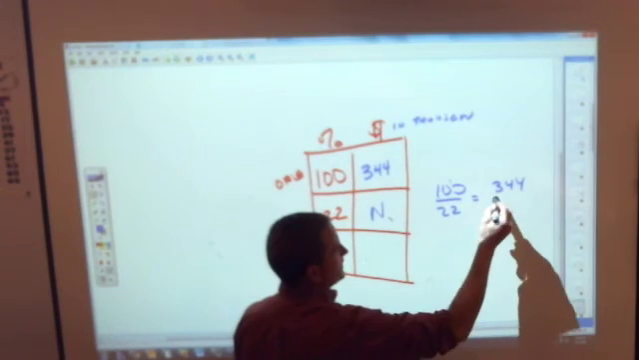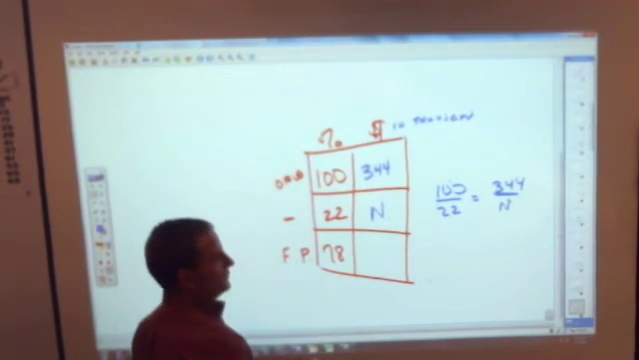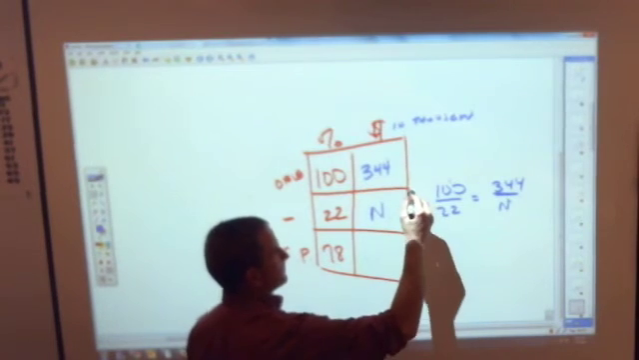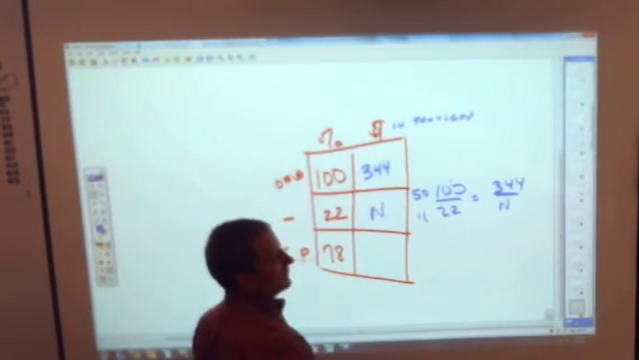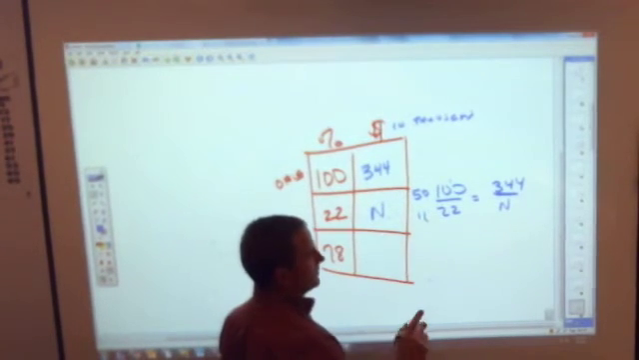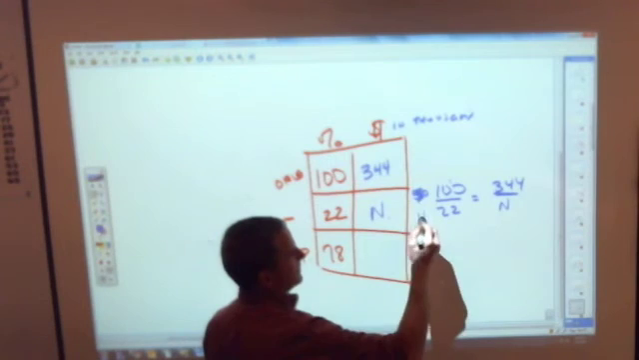Knowing that this number is in thousands, just know that. Can I reduce this, Zachary? Yes. 50 over 11? Wait, would it be better not to reduce this time? Somebody say yes. Why would it be better not to reduce? Because it's a big number.